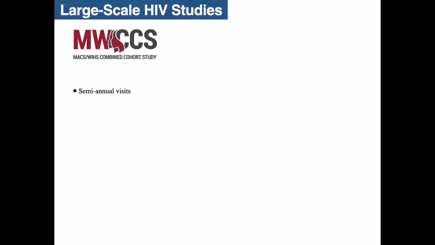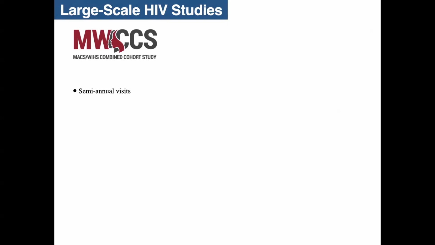Now let me talk about the data we analyzed to help achieve this goal. We use data from large-scale HIV studies, the MACS/WIHS Combined Cohort Study. The MACS was a prospective cohort study since 1984, and it mainly recruited men with HIV. The WIHS is another study focusing on women with HIV or at risk of HIV. It started in the 1990s, and recently the two cohorts were combined. It's called the MWCCS, the MACS/WIHS Combined Cohort Study.